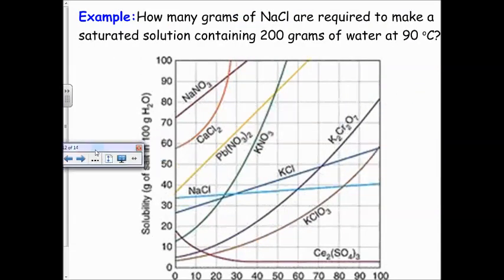And how many grams of NaCl are required to make a saturated solution containing 200 grams of water now at 90 degrees Celsius? All right, again, I will give you some time to solve this one, and I'll walk around and try to help you. So how many grams of NaCl are required to make a saturated solution? So now you need to think about where a saturated solution would be, containing 200 grams of water at 90 degrees Celsius.